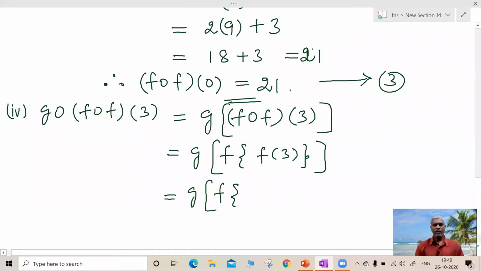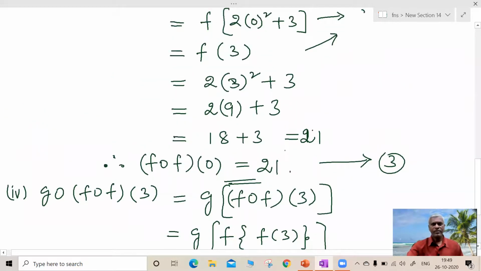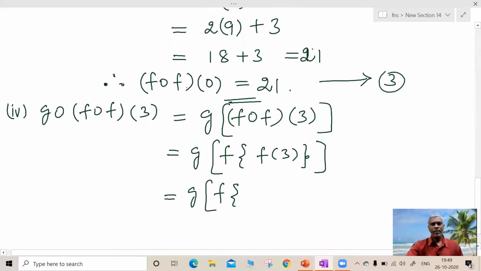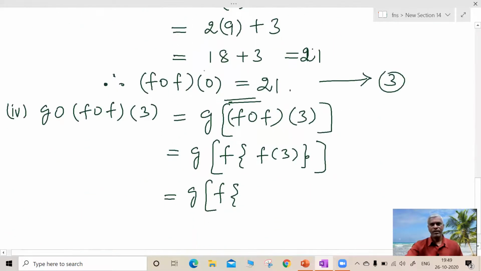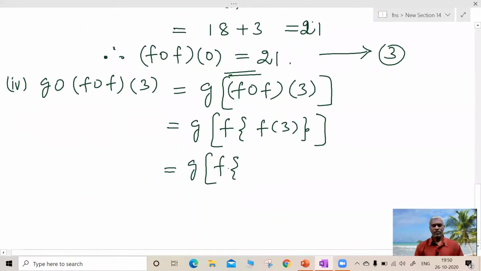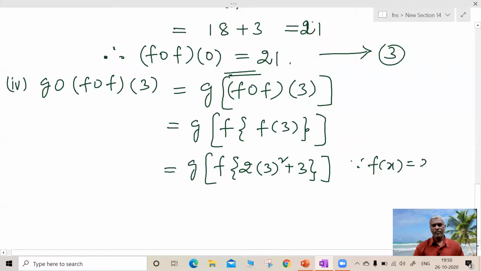F of 3, writing 3 in place of x in the F function, that is 2x square plus 3. So this is 2 into 3 square plus 3, since f of x is equal to 2x square plus 3.